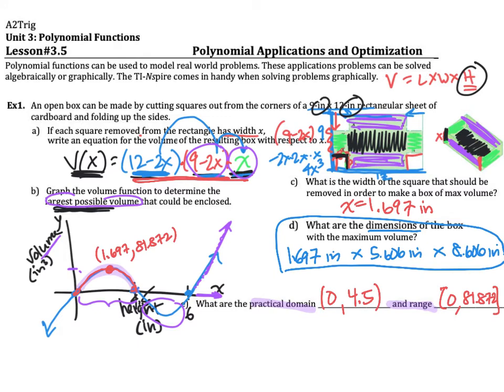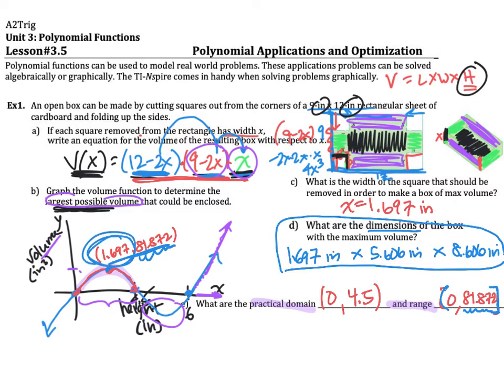Okay, apologies for everything being crammed onto this one little piece of paper, but I went ahead and plugged it into my calculator. This is what I got. I got that point to be 1.697 and 81.872. This 81.872 is the maximum volume, so I filled that in for my practical range. It can go from 0 to 81.872. This is inclusive because it can actually equal that volume. We don't want a volume of 0, so I kept that as exclusive.